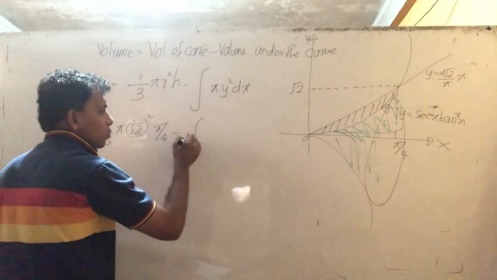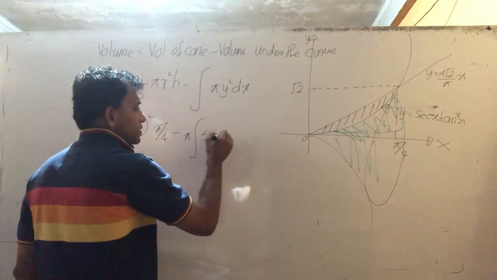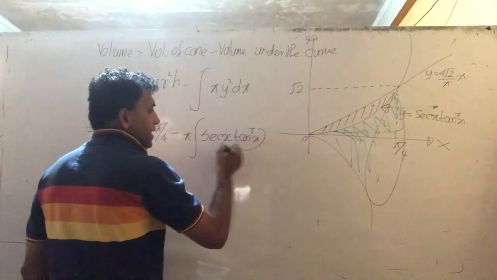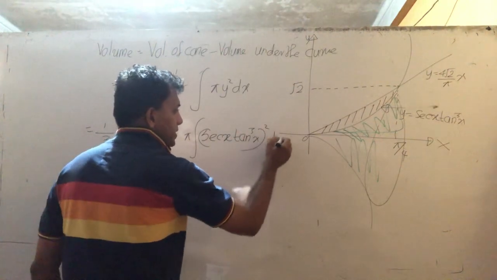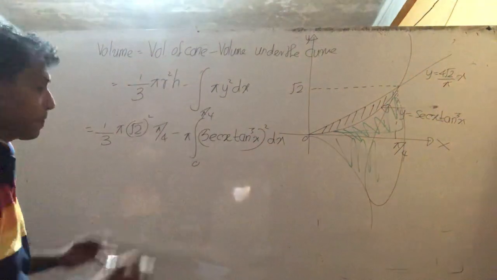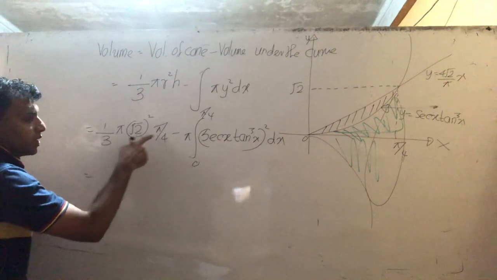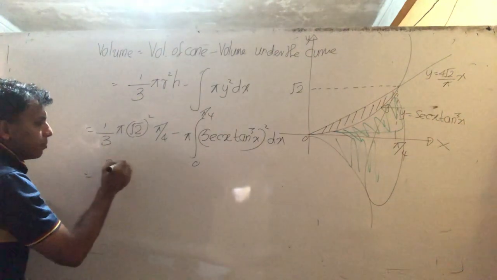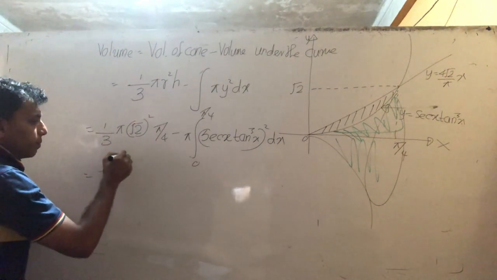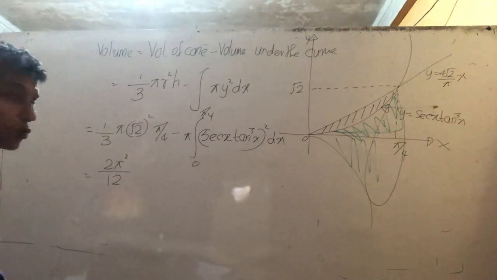Integral, take the pi out. What is y? It's the equation. Square it, then sec x tan cube x, completely squared, into dx. The boundary is from 0 to pi by 4. Now we simplify this. Here there is no integration part. 1/3 pi r square h, root 2 squared is 2, so 2 pi square over 12, right?